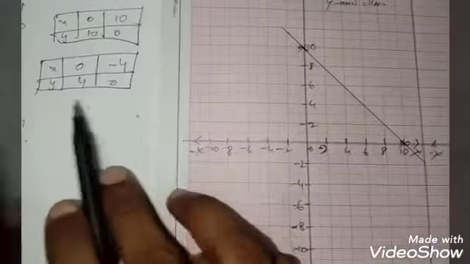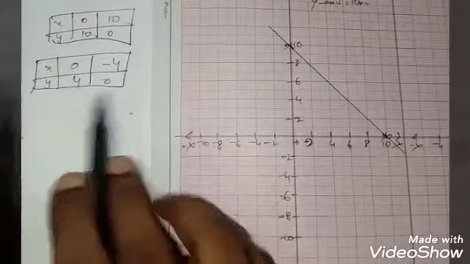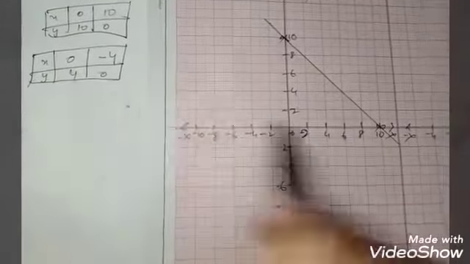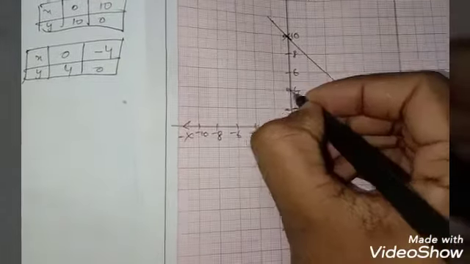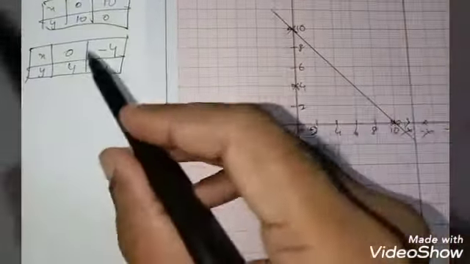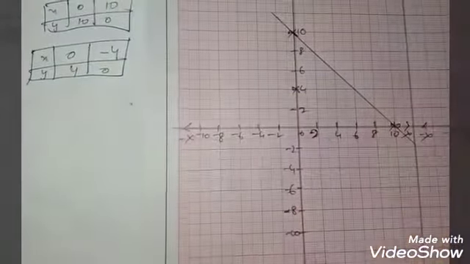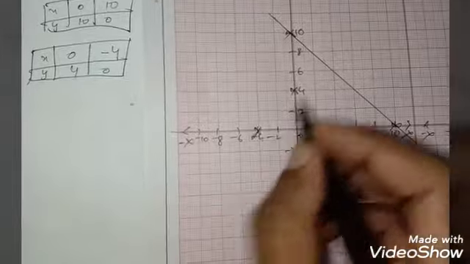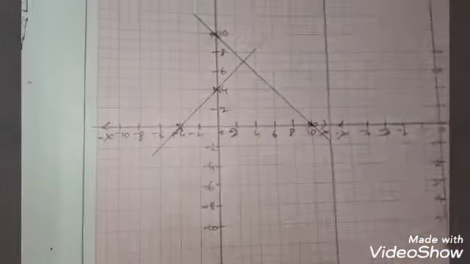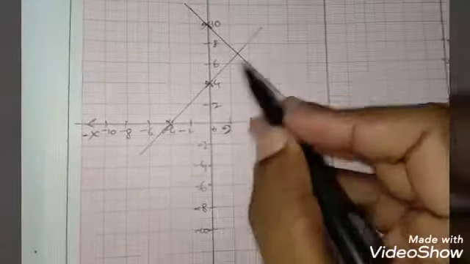Now coming to your second equation. Now substitute these points on the graph. Here x is equal to 0 and y is equal to 4, and x is equal to minus 4, y is equal to 0. Now join these 2 points. Now after joining these 2 points, the graph looks like this.